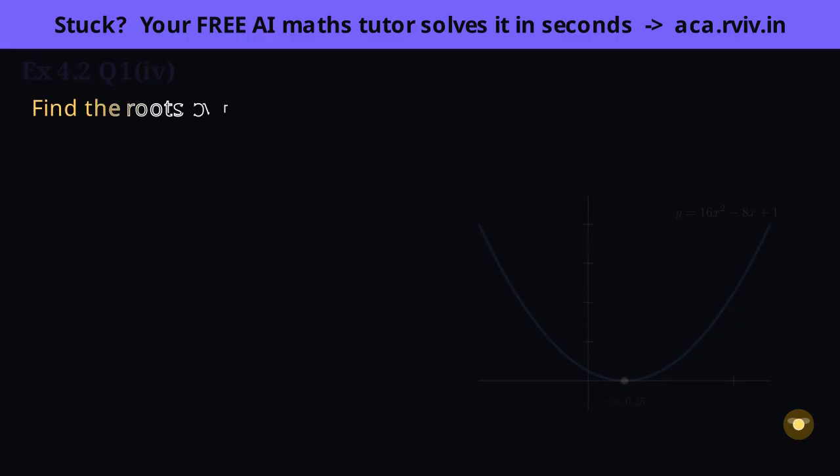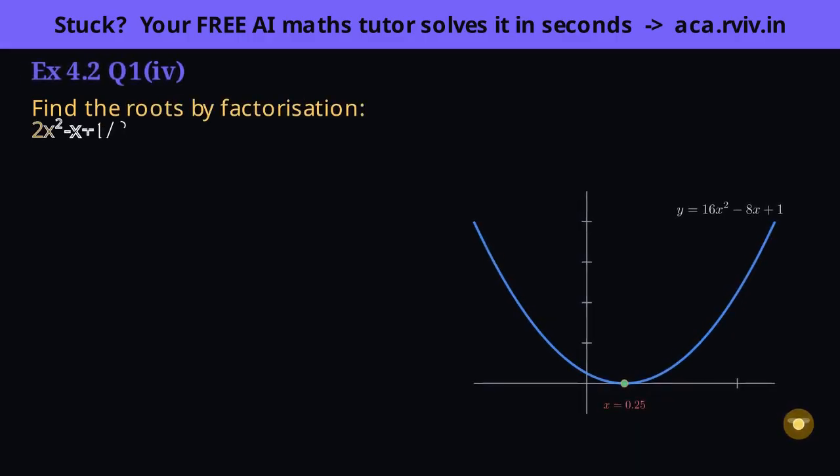Clear the fraction first, then split as usual. That 1/8 would make the product and sum hunt painful with fractions, so clear it first, multiply every term by 8. 8 times 2x squared is 16x squared. 8 times minus x is minus 8x. 8 times 1/8 is 1. Clean integers now.